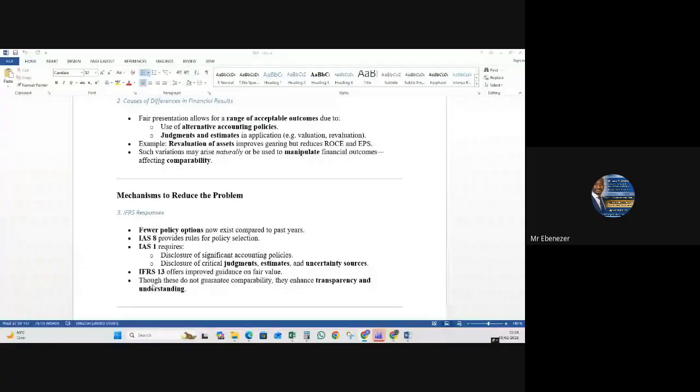Then also, IAS 8 provides rules for selecting policies, which we've done. And of course, IAS 1 talks about disclosure of significant accounting policies. All right, that's it. Now, we have IFRS 13 that offers improved guidance on fair value, right? Now, it provides guidance on improved what?